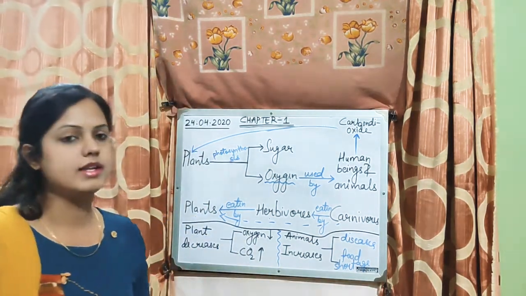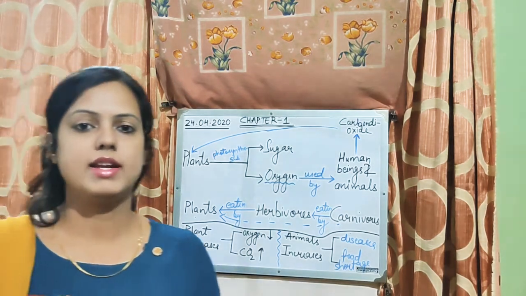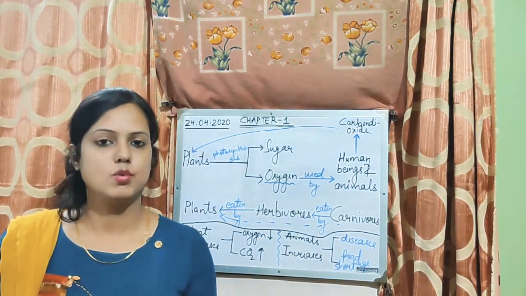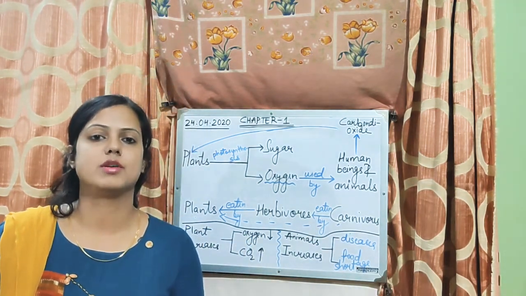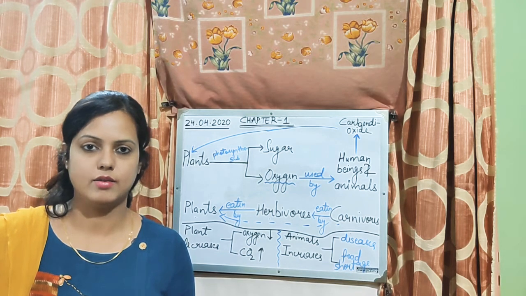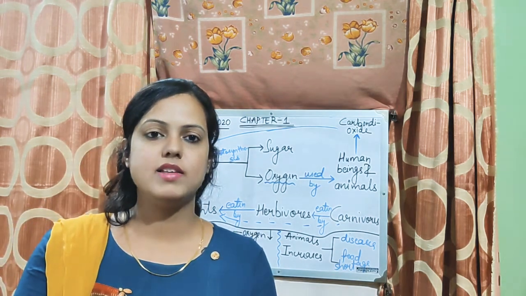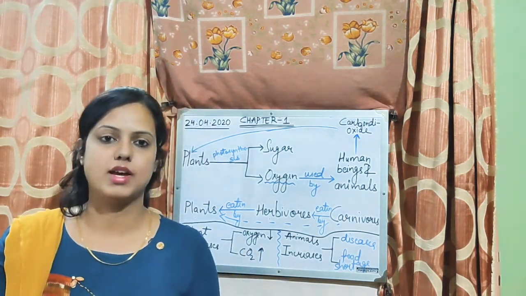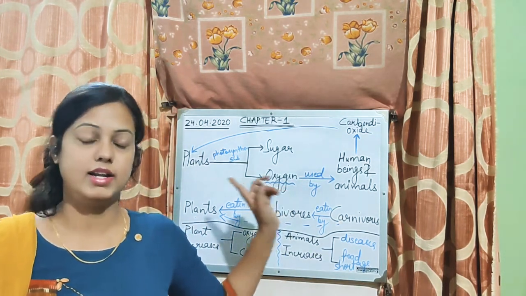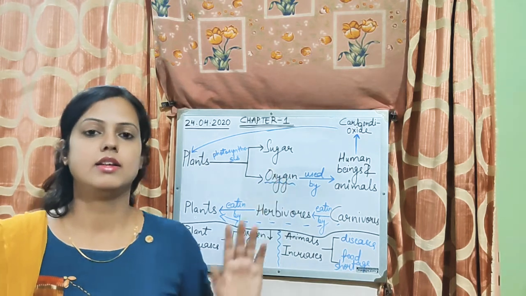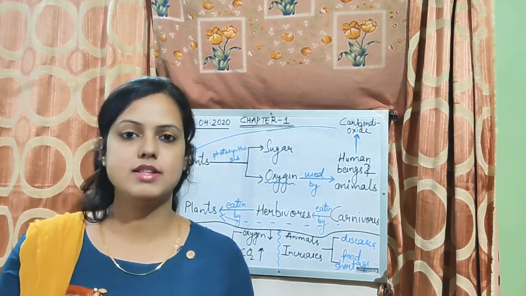Now, this interdependence of plants and animals creates a balance in nature. ये जो plants और animals का आपस में interdependence है, वो nature में balance बना कर रखता है, right? अगर इस interdependence में थोड़ा भी ऊपर नीचे हो जाए, if there is any kind of disturbance in their interdependence, there will be disturbance in the balance in nature. The nature will get disturbed. Let's see how.